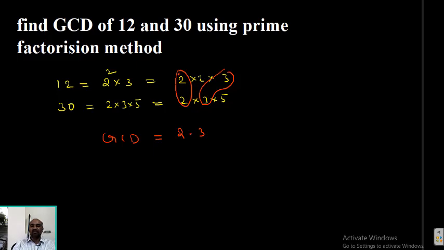After pairing, that is important. So, what I can say is 6. Finally, 6 is the GCD of 12 and 30. This is the easiest method to find the GCD.